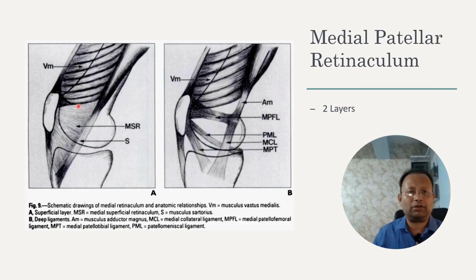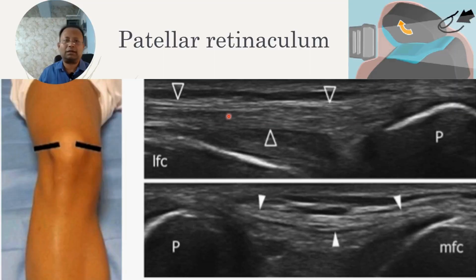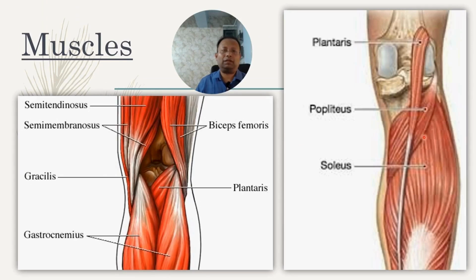Likewise, this is the medial patellar retinaculum. It also has the superficial and deep part. The superficial is limited by the vastus medialis tendon, and in the deep part, of course, this has multiple slips. Under ultrasound, the patellar retinaculum looks like this. This is the lateral femoral condyle, this is the patella, and this part is the patellar retinaculum.